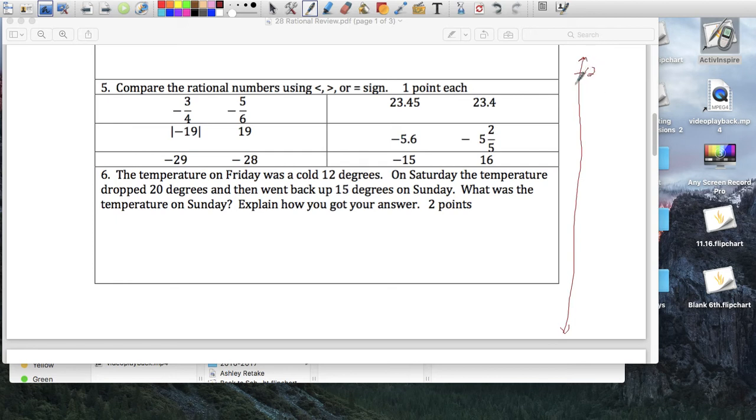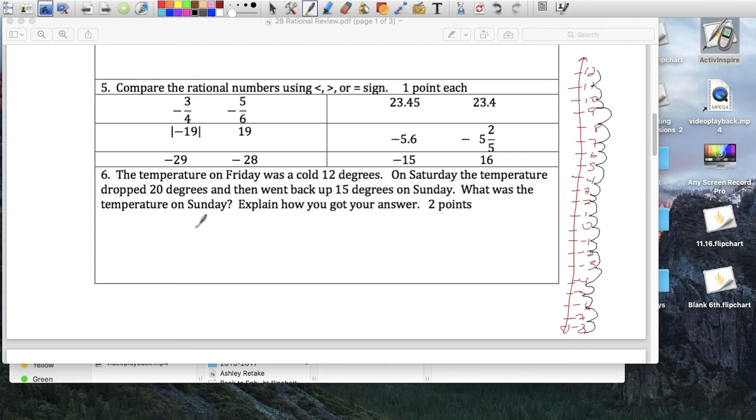So you got 12, 11, 10, 9, 8, 7, 6, 5, 4, 3, 2, 1, 0, negative 1, negative 2, negative 3, negative 4, negative 5, negative 6, negative 7, negative 8. I think that's enough. So if it was 12 degrees and it dropped 20, so it got really cold, it's going to drop 20 degrees. 1, 2, 3, 4, 5, 6, 7, 8, 9, 10, 11, 12, 13, 14, 15, 16, 17, 18, 19, 20. Drop all the way to negative 8.